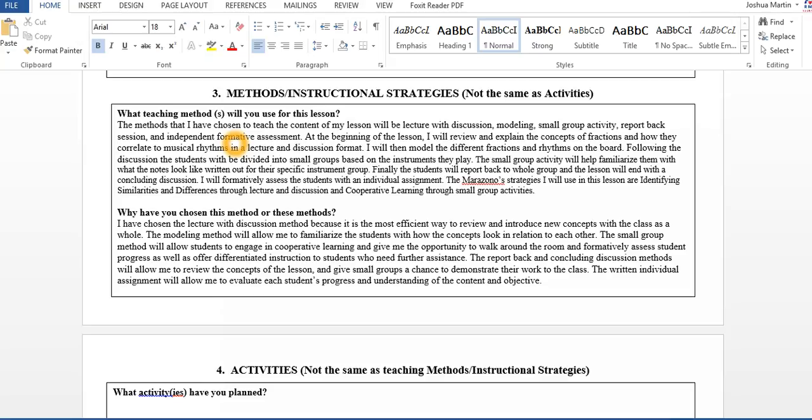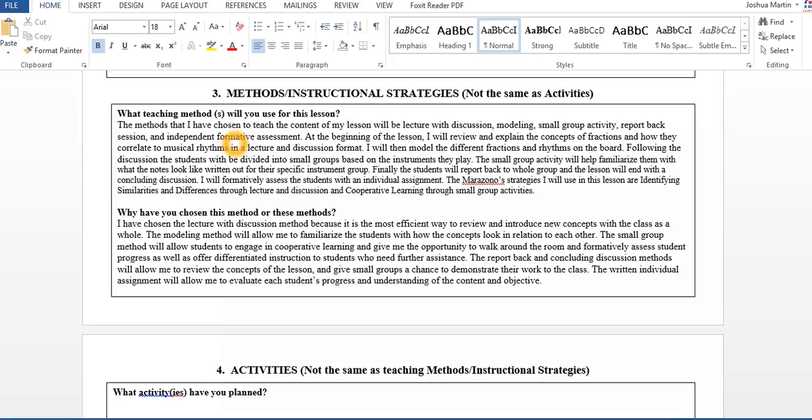Following that, we're going to go into small groups. It's going to give them a chance for some peer involvement and familiarizing themselves with which instruments are in their specific group. When they do the report back, it's going to give them a chance to witness the concluding discussion and also demonstrate their work. And then I'm going to formatively assess them with the individual assignment.